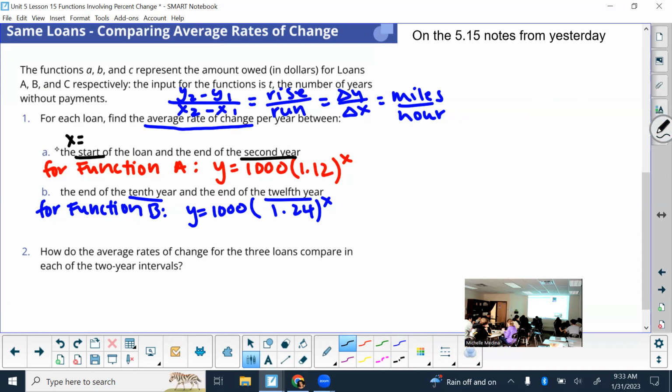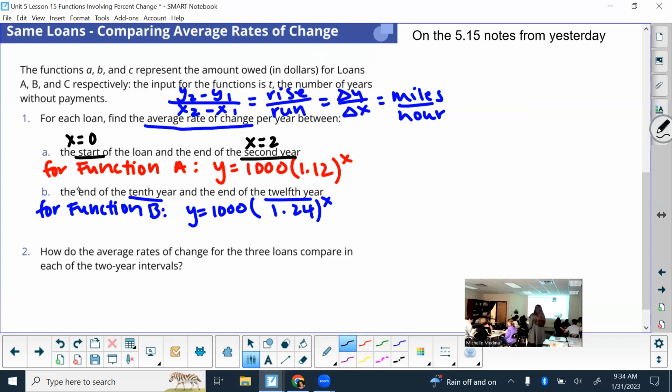So like when no time has passed, what is X going to be if X is time in years and no time has passed? Yeah, 0. What about at the end of the second year? If X is years, then what would the end of the second year be? X value of 2. Then plug that into your equation, find your outputs for those, then find your average rate of change.